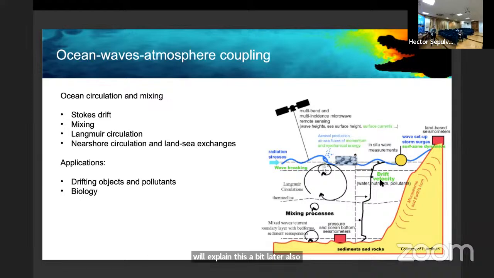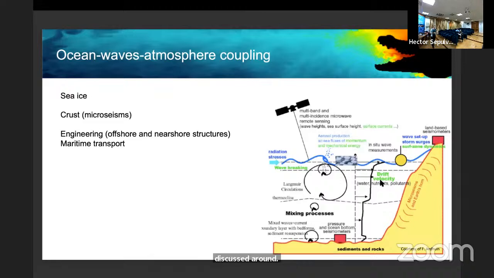And when going close to the shore, they can have strong interaction first with the bottom, but also with the coastlines. And near the shore, clearly, the circulation is mostly driven by the waves. There are many applications in which these things need to be considered, typically the drifting of objects or pollutants, and also biology, because when you change the mixing, it can really change the biology and the way that larvae or other things are dispersed around.